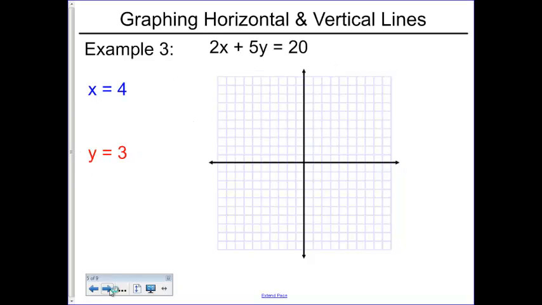Graphing horizontal and vertical lines. Okay, first thing is horizontal goes this way and vertical goes this way. A lot of people forget that. Look at this equation here. You'll notice it has both an x and a y in the problem. Well, anytime you have both an x and a y in a problem, what you'll end up having is some sort of diagonal line. It will not be horizontal or vertical.